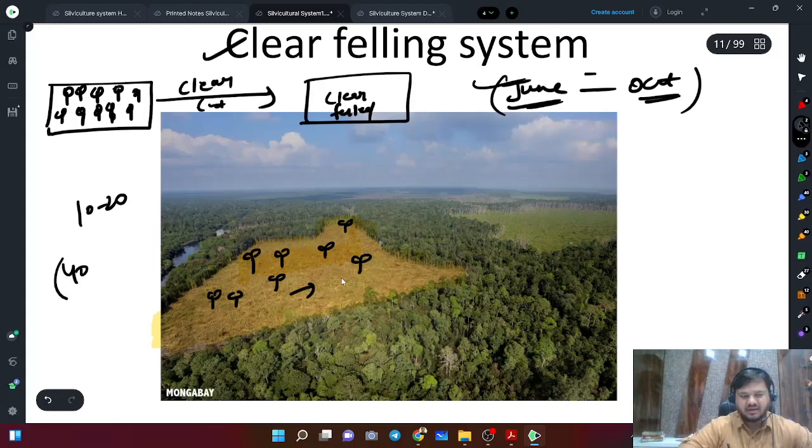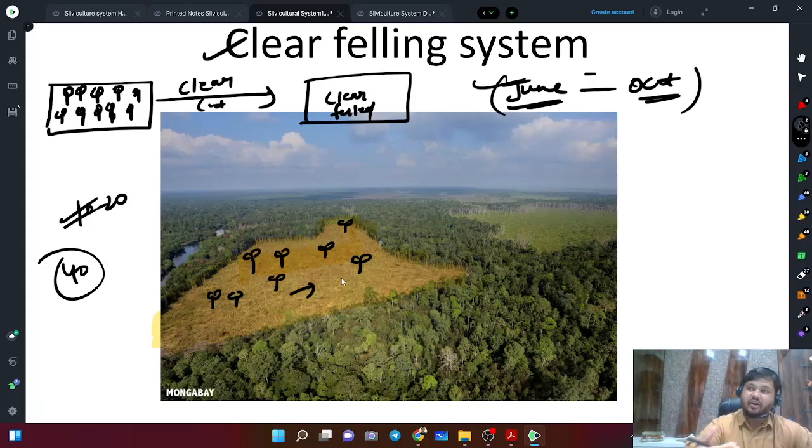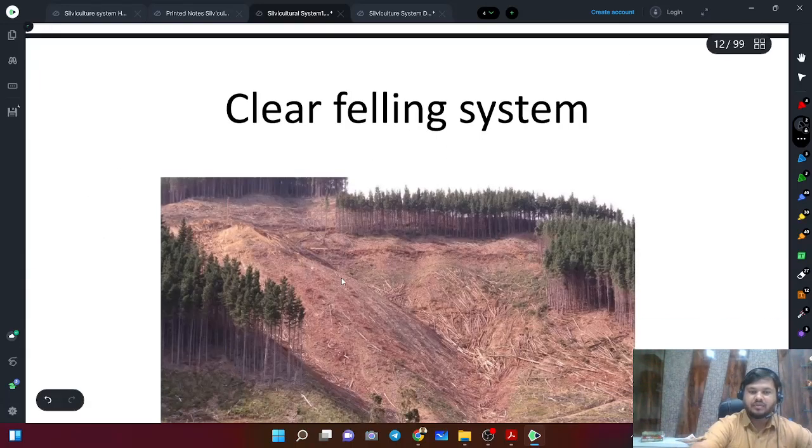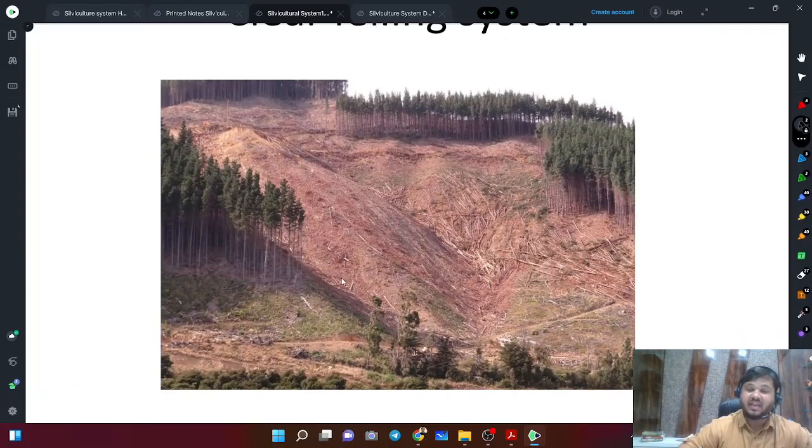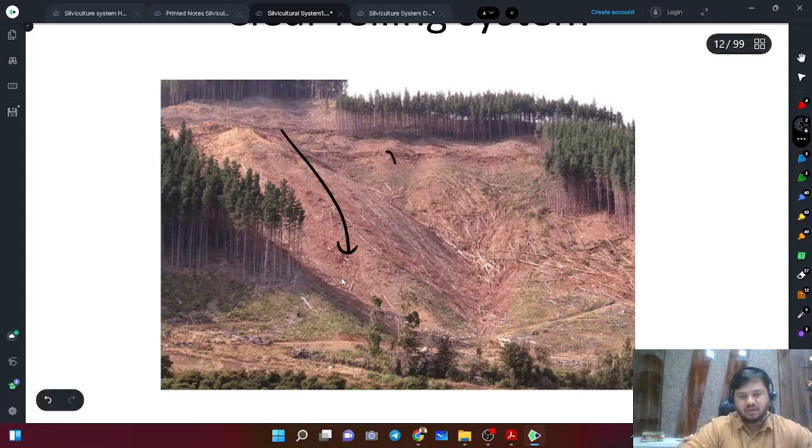Some trees take even 30 to 40 years to become mature, right? So this is a long-term thing. Then they faced a lot of problems with this system, especially in the areas which were difficult, right? For example, you see this picture, right? There are some trees, but this is all sloping, and they have cut the trees from here.